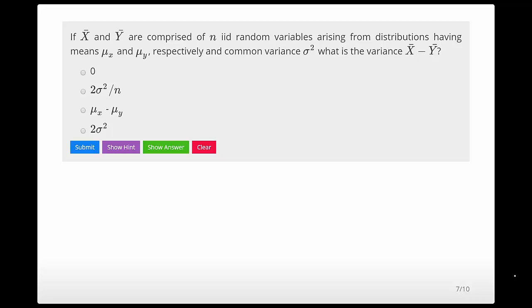Okay, let's do the next one. If x bar and y bar are sample means comprised of n IID random variables arising from distributions having means mu x and mu y, respectively, and a common variance of sigma squared, what's the variance of x bar minus y bar? Okay, this seems like a very confusing problem, but let's talk our way through it because it's quite an important problem.